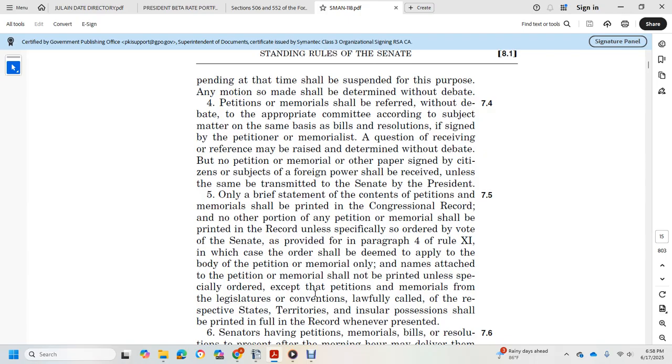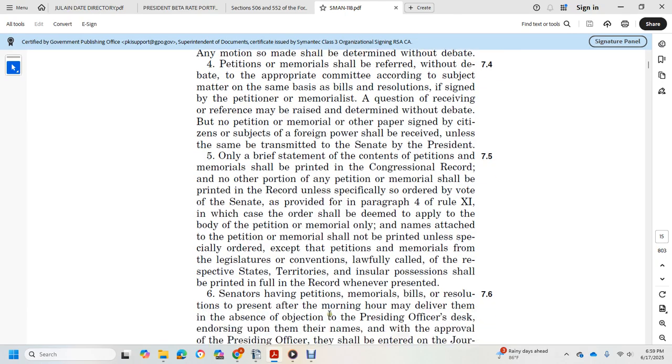Only a brief statement of the contents of petitions and memorials shall be printed in the Congressional Record. No other portion of the petition or memorial shall be printed in the Record unless specifically so ordered by vote of the Senate, as provided in paragraph 4 of Rule 11, in which case the order shall be deemed to apply to the body of the petition or memorial only, and the names attached to the petition or memorial shall not be printed unless specifically ordered. Except the petitions and memorials from the legislatures and conventions lawfully called in the respective states, territories, and insular possessions shall be printed in full in the Record whenever presented.